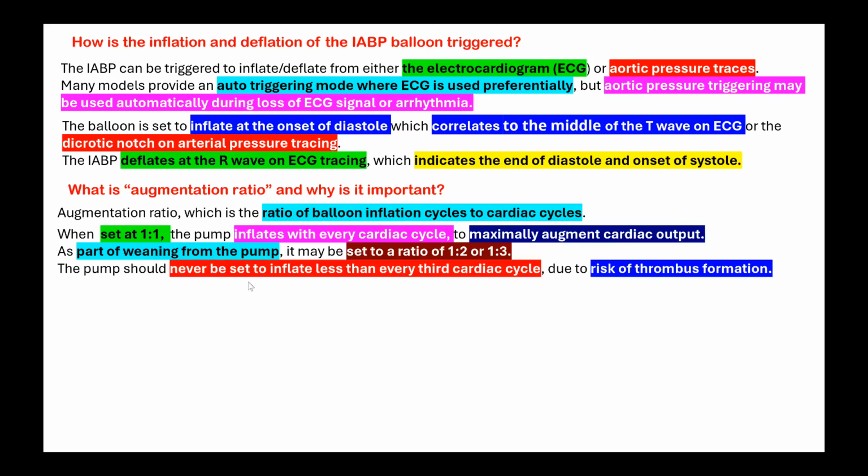And the pump should never be set to inflate less than every third cardiac cycle because there will be a risk of thrombus formation. If the balloon is idly sitting in the aorta, then there is a risk of thrombus. So it should be actively inflated and deflated. And once it is not necessary for more than 3 cycles, you should think of removing the balloon from the patient rather than keeping it idly there.